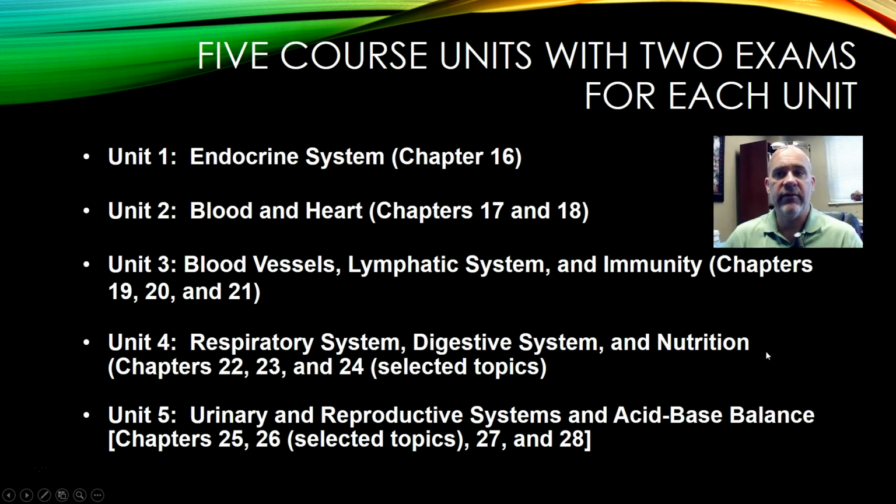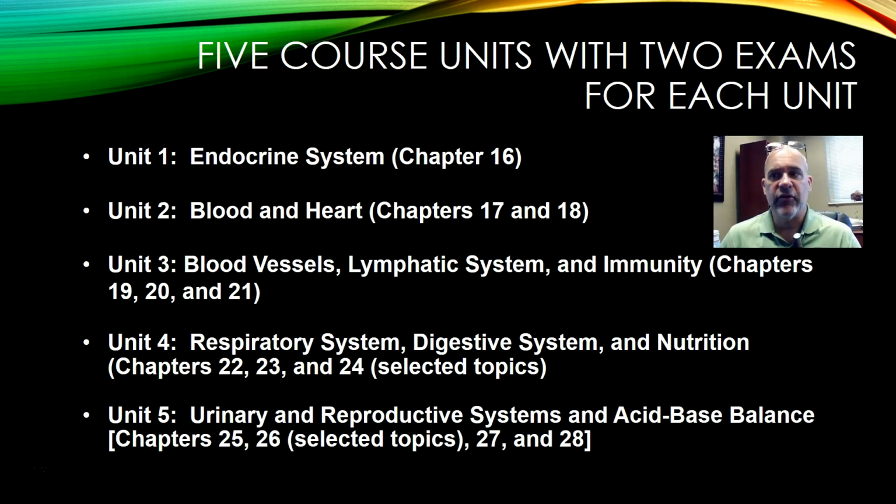So this class will be divided up into 5 units. In the first unit, we're going to cover the endocrine system. That's all about hormones. Units 2 and 3 will mainly focus on the cardiovascular system. That is such an important system and has lots of parts to it, so we actually divide that up over 2 units. And then we also include the lymphatic and immune systems in Unit 3.